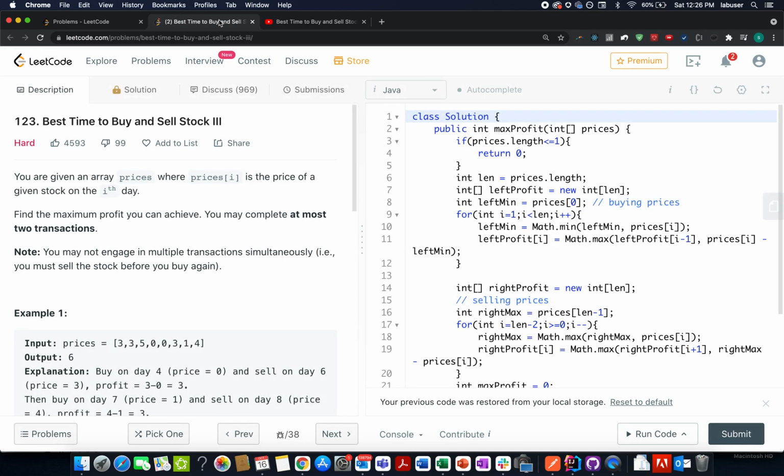Today's question is best time to buy and sell stocks 3. In this question, we are given an integer array that represents the prices of stocks on the ith day. We need to tell the maximum profit that can be achieved given the constraint that at max you can complete 2 transactions, and we need to return the maximum profit. Without much ado, let's look at the presentation that I have created for this and let's get started with the solution.